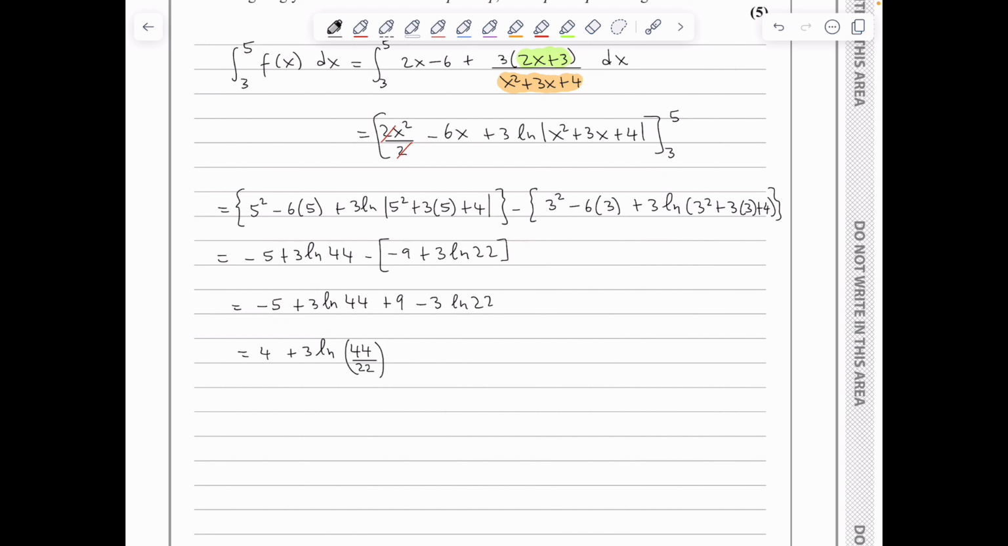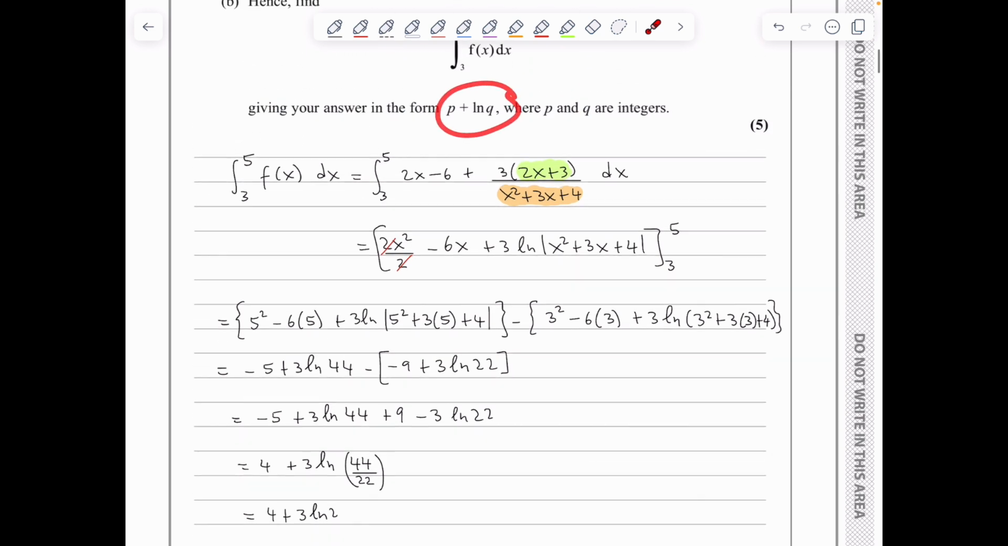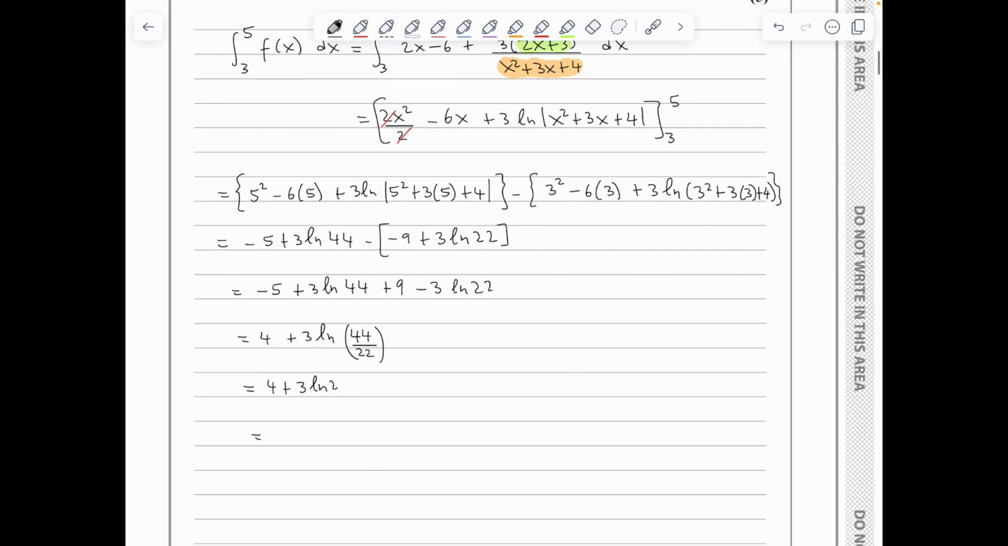So this is giving me 4 plus 3 ln 2, which is not matching the form in which I need to arrive at. I need to get p plus ln q. So what I need to do is write this as 4 plus ln of 2 to the power of 3, which is 4 plus ln of 8.